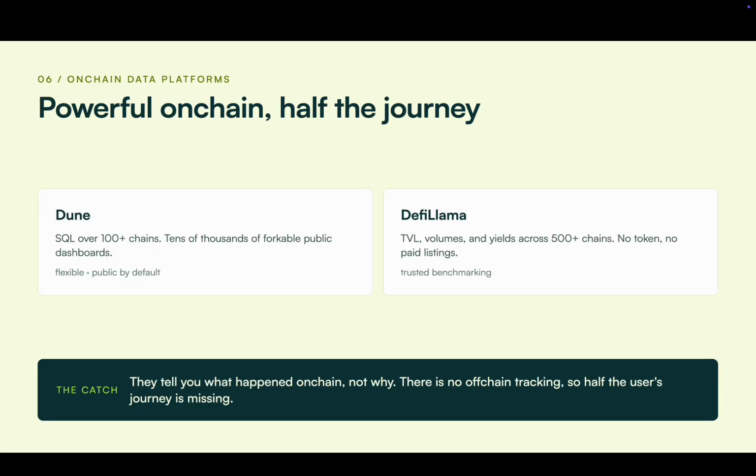On-chain data platforms solve a different problem. Tools like Dune and DefiLlama give teams direct access to blockchain data. They're excellent for research, benchmarking, protocol analysis, and custom reporting. If you want to understand what happened on-chain, they can be a great tool. The limitation is that they don't know how users arrived there. They can't explain which campaigns, channels, or touchpoints led to those outcomes.